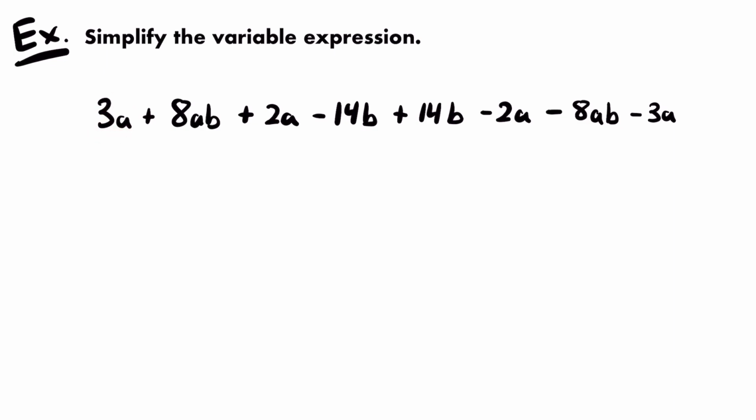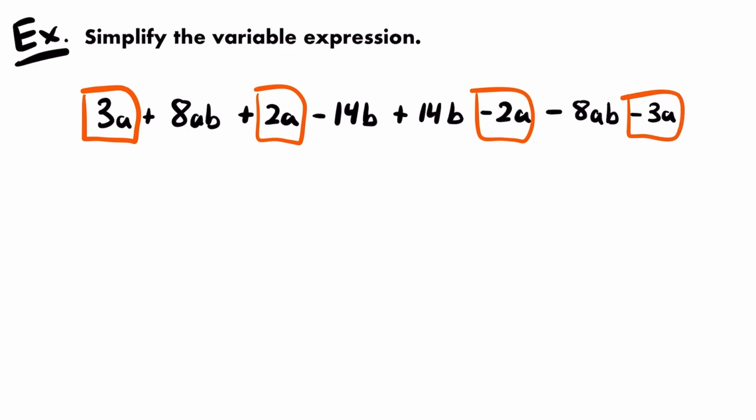Let's look for any other terms in the variable expression that have the variable part of a. So looking through, we have 2a, that's a like term. Then we have negative 2a, that's another like term. And then negative 3a, that's another like term. So we have 4 like terms that have the same variable part of a. So let me make a note of that here. We have 3a, and then 2a, negative 2a, and negative 3a. All right, we'll work on combining those later.